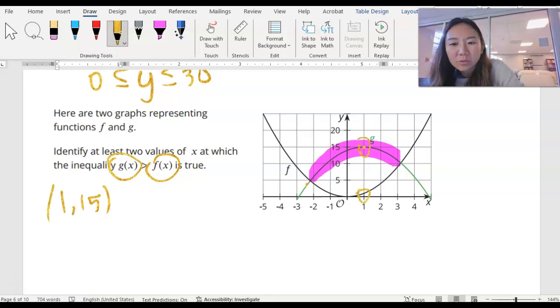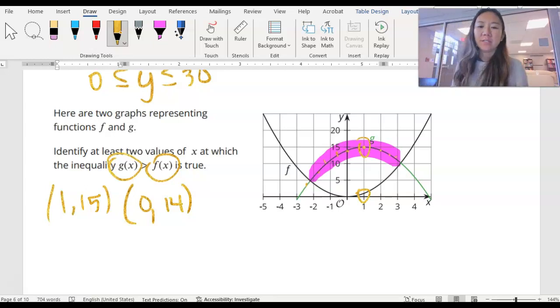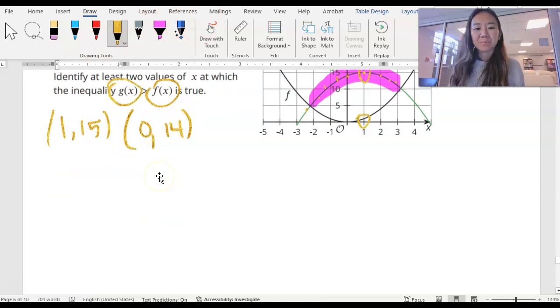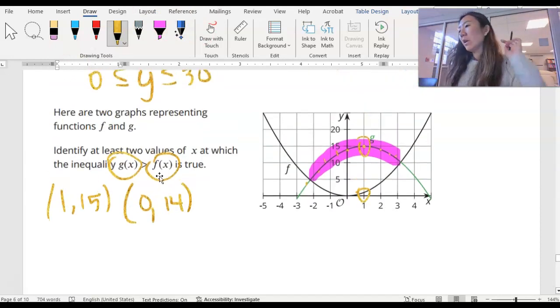I could also say, let's pick another. No, we'll just go ahead and use this one, right? 0, that looks like maybe 14 or 13. Or you could choose here. But basically any points on this line where it's above this line shows us where g of x is greater than f of x. All right, that's it for your homework.